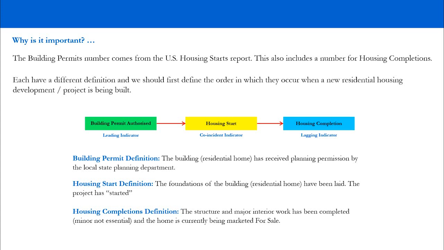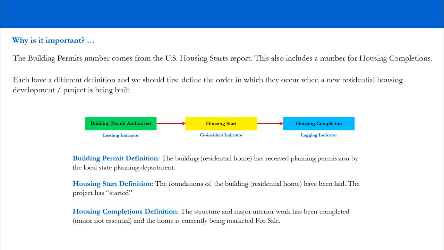Let's start right at the end of the flow. So, a housing completion. If we define that first, this will help you understand what this really means, I think, in a lot better explanation. A housing completion is basically the structure and the major interior work of a house that's being completed, and the home is actually currently being marketed for sale.